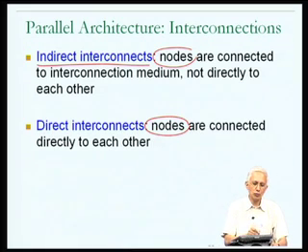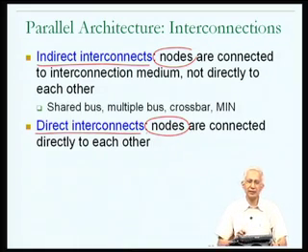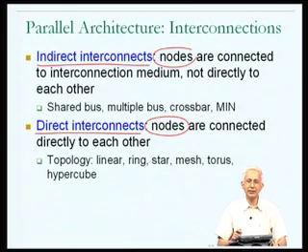But there are in general two classes of interconnects, which are either called indirect or direct. Some of the names of indirect interconnects are the shared bus, the multiple bus, the crossbar, and the MIN, which we will talk about shortly. And some of the topologies of direct interconnects are linear, ring, star, mesh, torus, and hypercube, which we will look at again briefly.